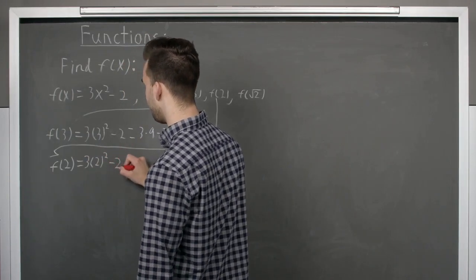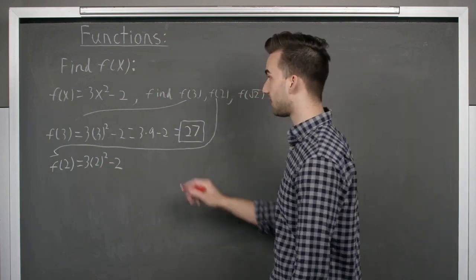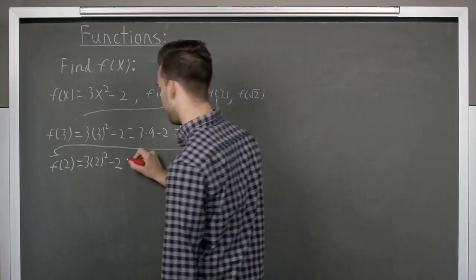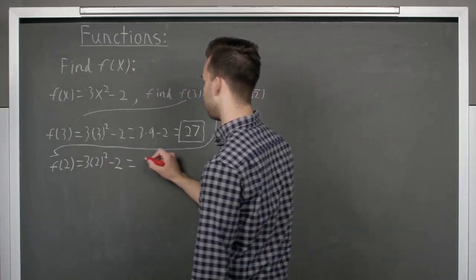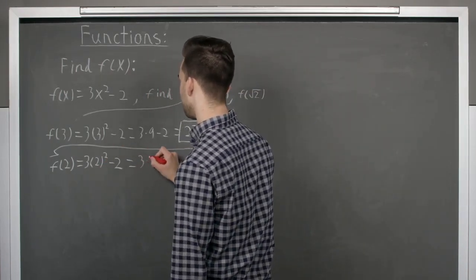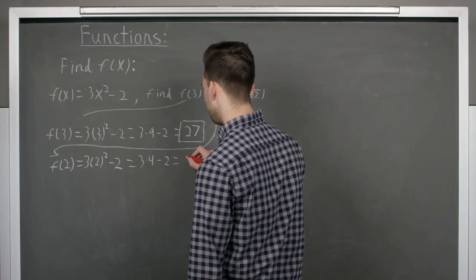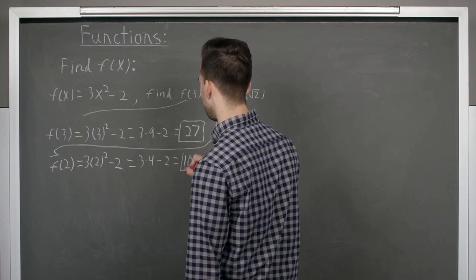Did you see how I did that? Wherever the x was, that's where what's inside this parentheses goes. So we can just do the math here. So 3 times 2 squared is 4 minus 2. So 12 minus 2 is 10. That's our solution for that one.